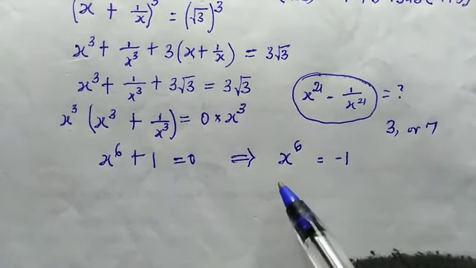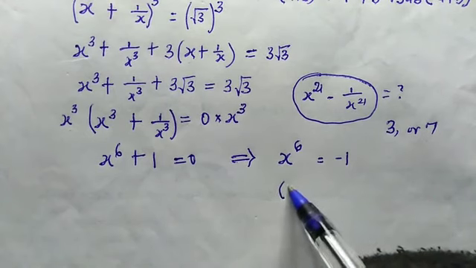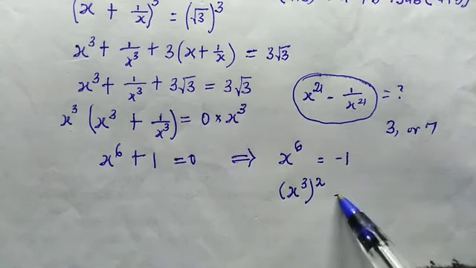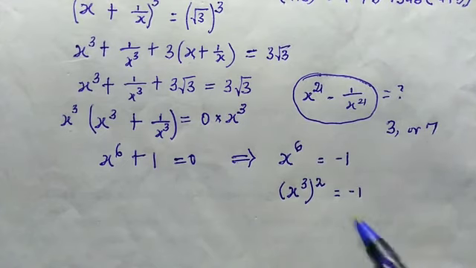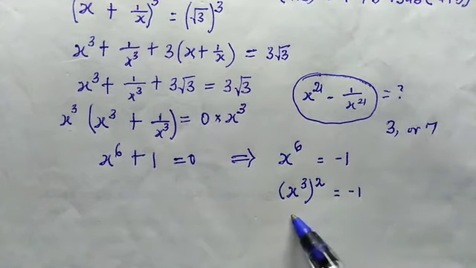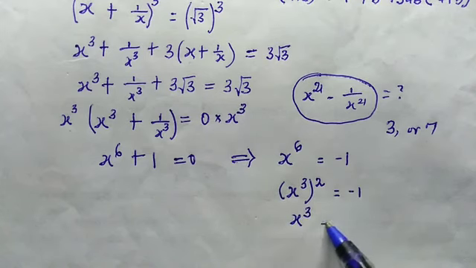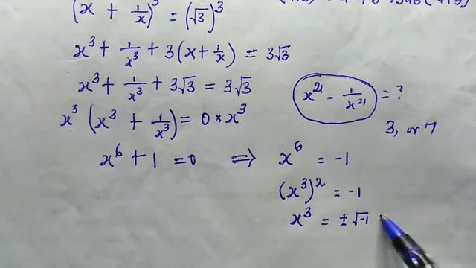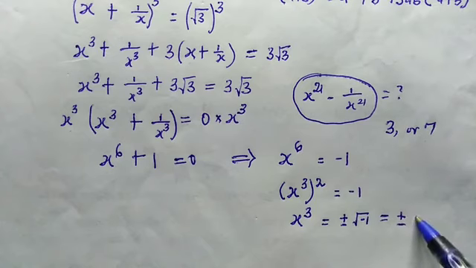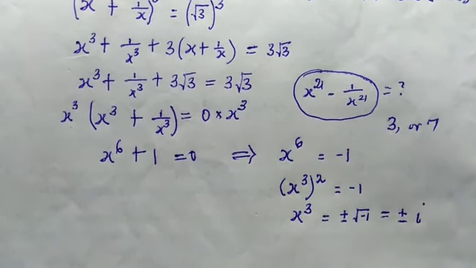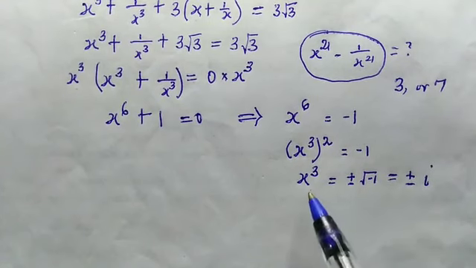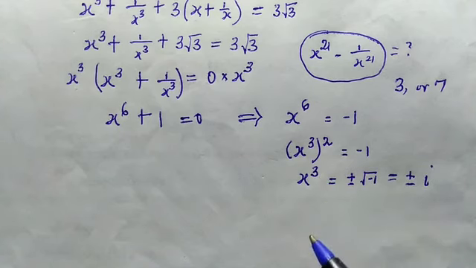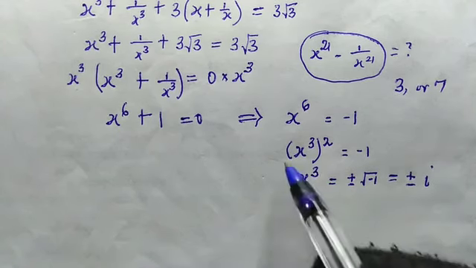Now with the property in algebra, we can rewrite this as x raised to the power of 3, then squared, and this is equal to negative 1. So from here, if you take the root of both sides, we get x to the power of 3 is equal to plus or minus square root of negative 1, and that will give us plus or minus i. Wow. So we can see we have something really cool from here, because this 3 here is a factor of 21, right?